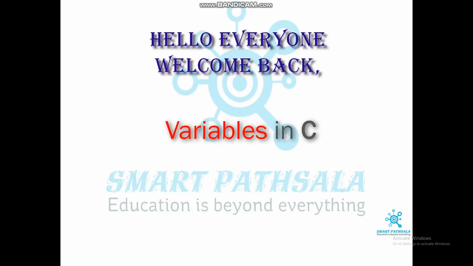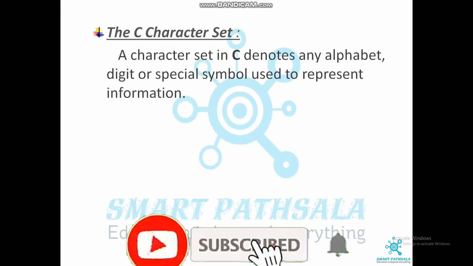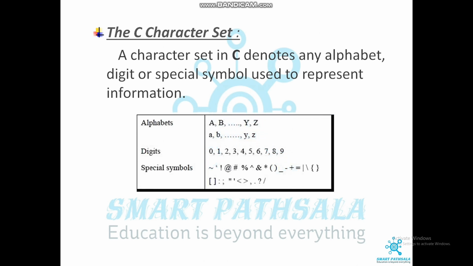Before starting variables, we'll have to know about the character set. What is character set in C? A character set in C denotes any alphabet, digit or any special symbol used to represent information. Basically, character set is nothing but a combination of various alphabets, digits and symbols which we use in our C program.